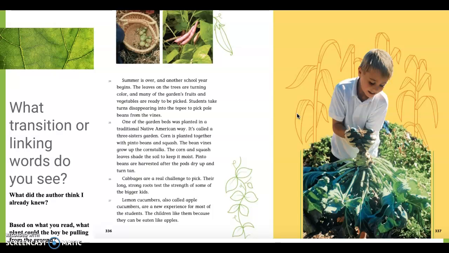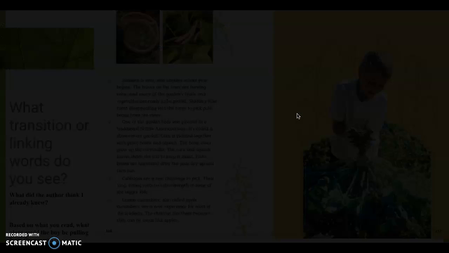What transition or linking words do you see? Let's keep that in mind as we continue reading today. Also, what did the author think I already knew? And based on what you read, what plant could the boy on page 337 be pulling from the ground? You will find these answers on these 2 pages.